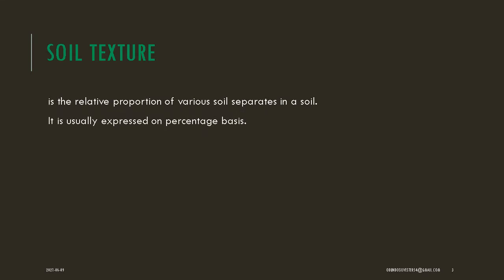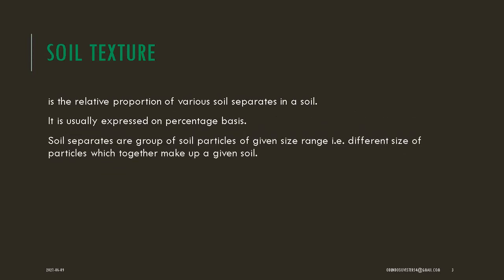So we define soil texture as the relative proportion of various soil separates in a soil. It is usually expressed on percentage basis, and the soil separates are a group of soil particles of given size range, that is, different size of particles which together make up a given soil. Now when we're talking about soil texture, we're talking about the separates in terms of sand, clay, and silt. So when we are talking about soil separates, we are talking about particles in the soil in terms of sand, silt, and clay.